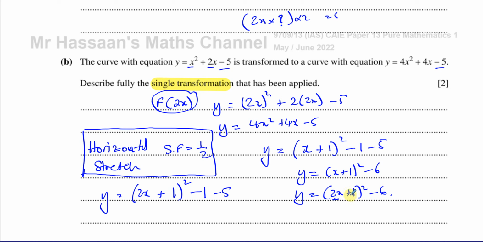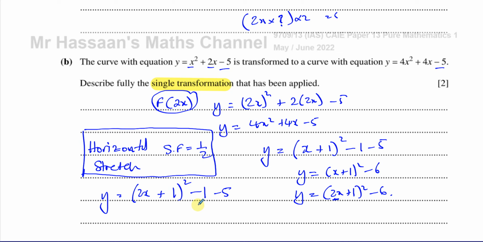Horizontally, that's 1 plus 1, stays the same, the translation. Vertically, minus 6, they're in the same place. They don't change in relation to each other. But the only thing that's changed is the x became 2x, so it's a horizontal stretch of scale factor a half. So that confirms what we just said.